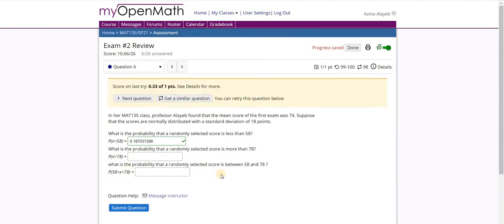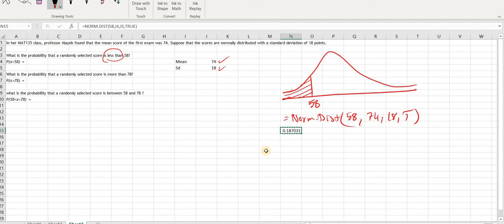The second question, what is the probability that a randomly selected score is more than 78? So now more than 78, 78 is approximately here. It's slightly bigger than the mean. So here is more than 78, the probability of more than 78.